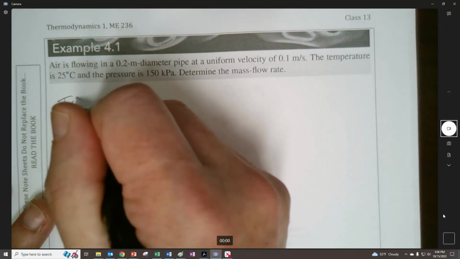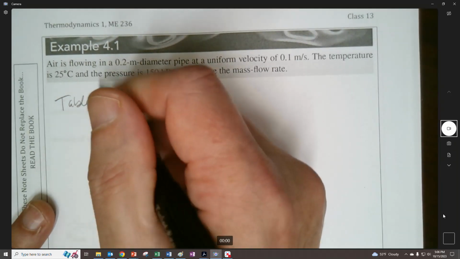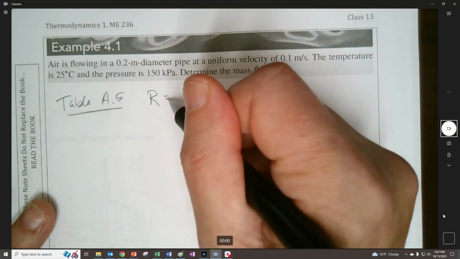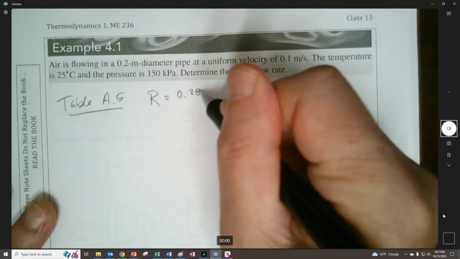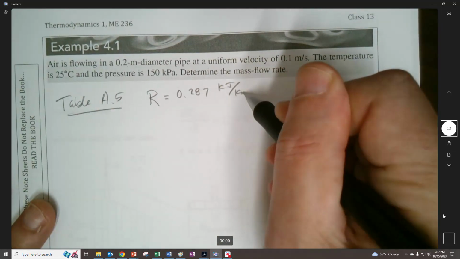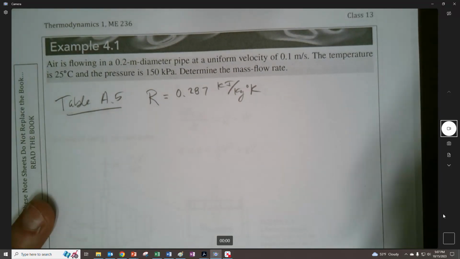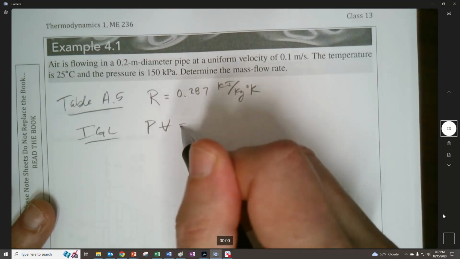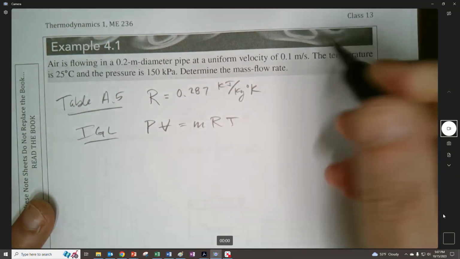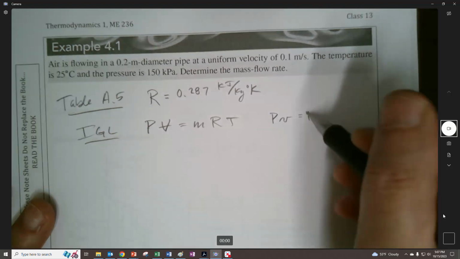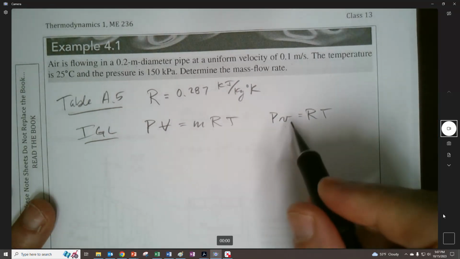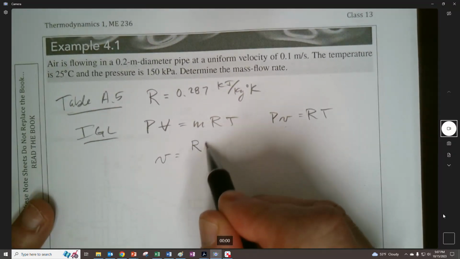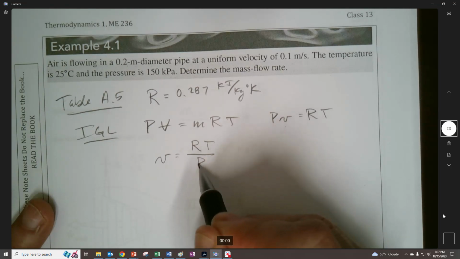So we will go to the table. I think it's A5, and for air, we almost should have this memorized by now. We have 0.287 kilojoules per kilogram degree Kelvin, right? And so we could use the ideal gas law of PV equals mRT, or Pv equals RT if you turn that into specific volume. So we could find the specific volume by multiplying R times T and dividing it by P.